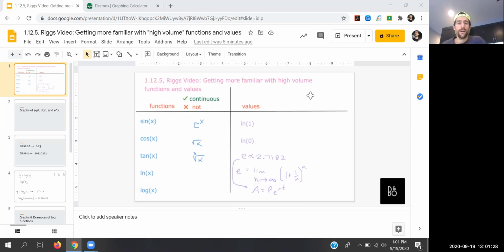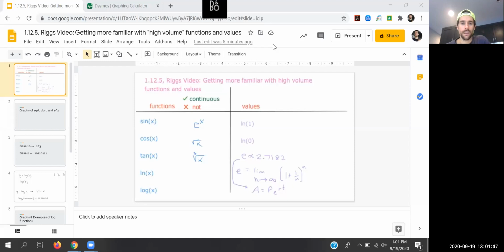So this objective, I'm trying to get you more familiar with what I just made up as high volume functions and values. I say high volume because they have been and they will keep showing up a lot in Khan Academy, and they are functions and values that as calculus students you are expected to be familiar with. I'm trying to help you get a little more familiar with them in this video.